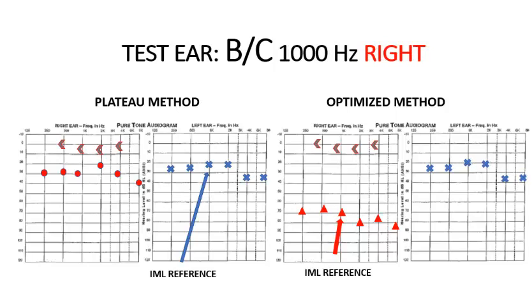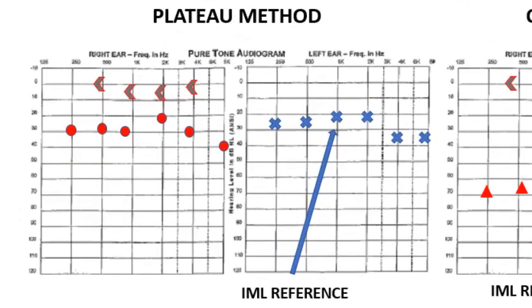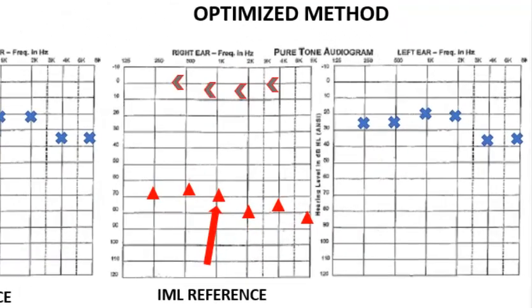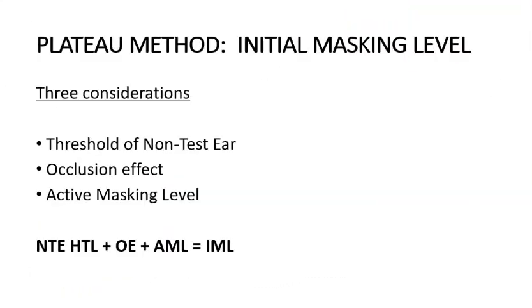Our reference points for determining the IML for the two methods will be different. For the plateau method, the reference is the hearing threshold of 1000 Hertz in the left non-test ear. For the optimized method, the reference is the hearing threshold of the right test ear. Let's start with the plateau method.